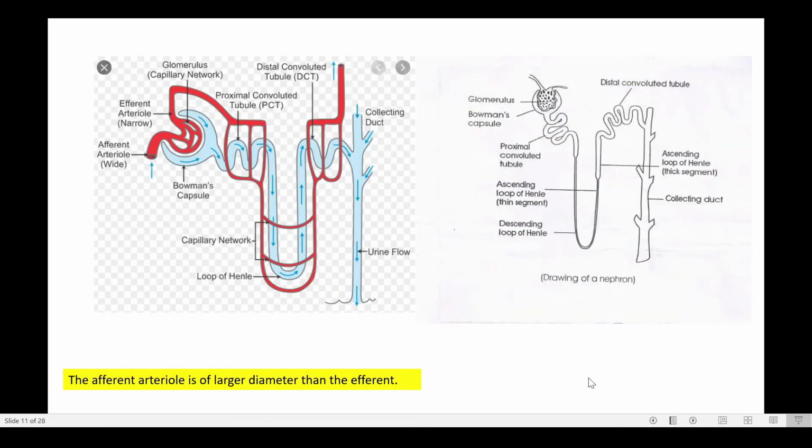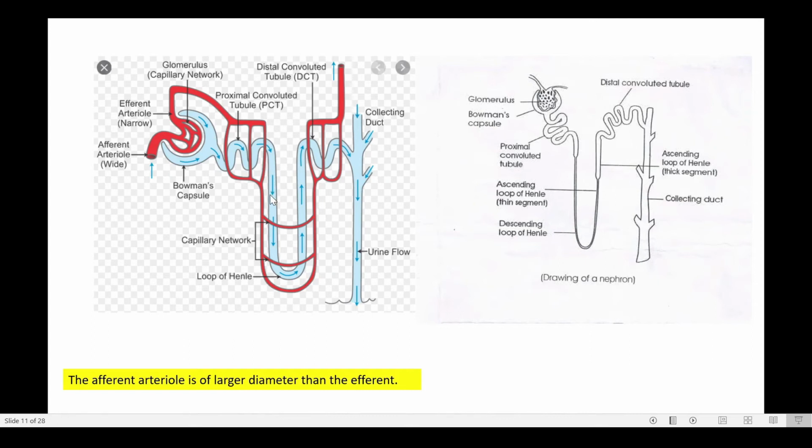Now this is the structure of our nephron, and you can see that there is a blood capillary present inside a cup-like structure. This cup-like structure is known as the Bowman's capsule, and this rich cluster of blood capillaries is known as the glomerulus. This is the capillary network. Then this Bowman's capsule leads to a convoluted tubule known as the proximal convoluted tubule. Why is it called proximal? Because it is present near the Bowman's capsule. This is also known as PCT in short.